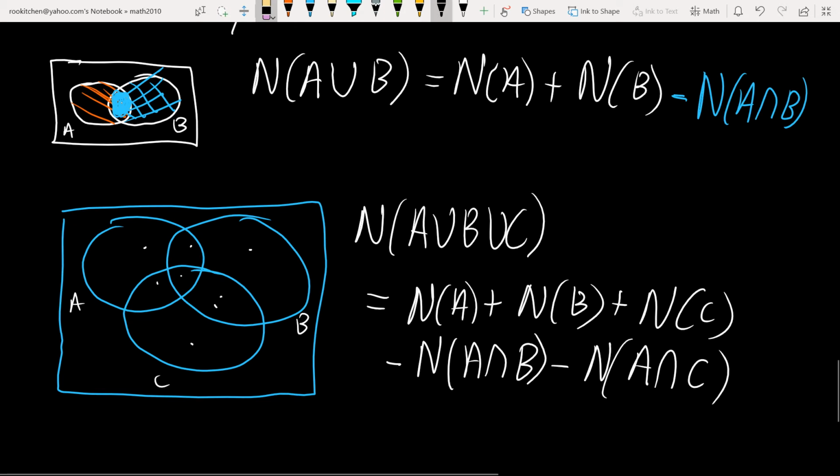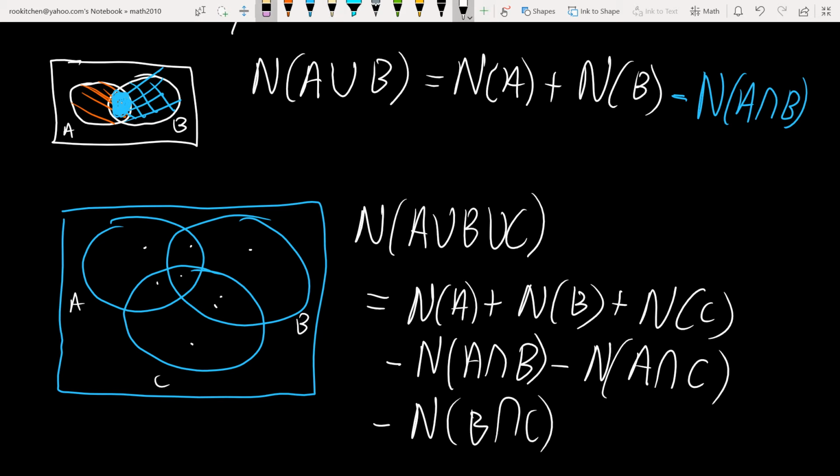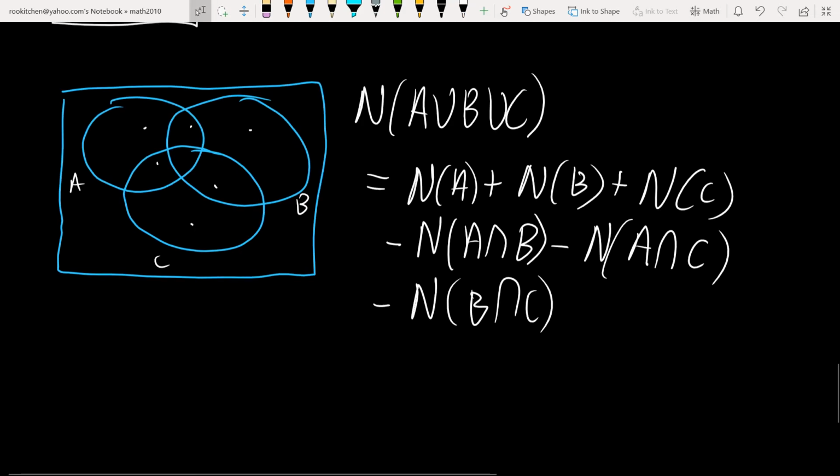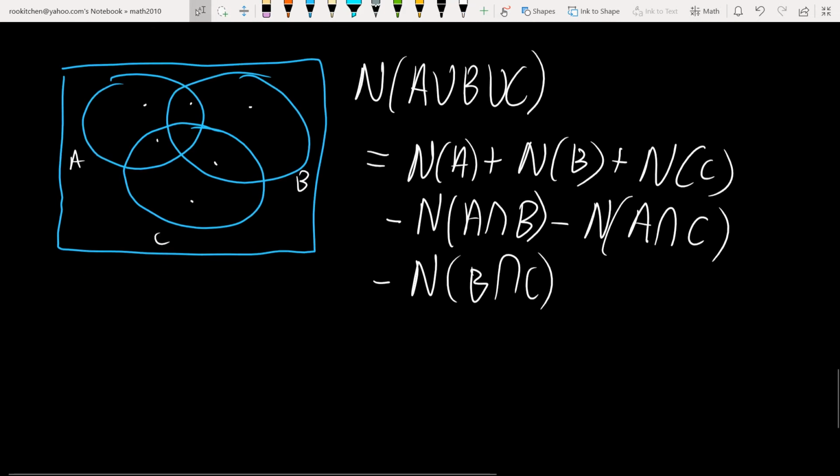Okay, and then I'm going to subtract away the number of things in B intersect C. And again, that'll allow me to subtract, if you look at the Venn diagram, one of the things here and one of the things here. Okay, so what's the problem? The problem is now I've subtracted too much. Before I added in too much and I subtracted to get rid of the extra stuff. Now in this process I've subtracted too much and I'm missing that middle part.